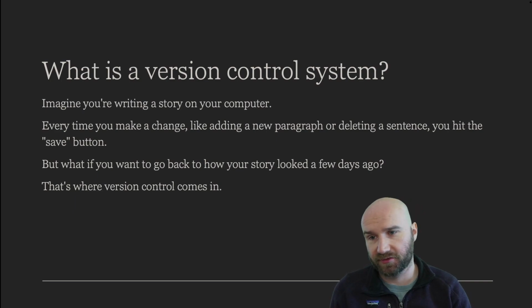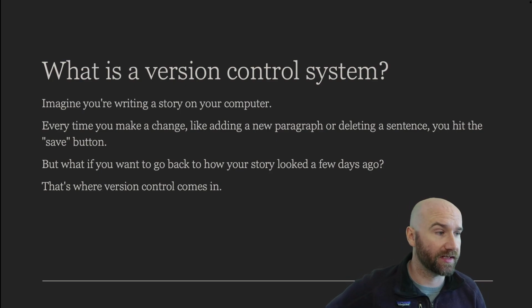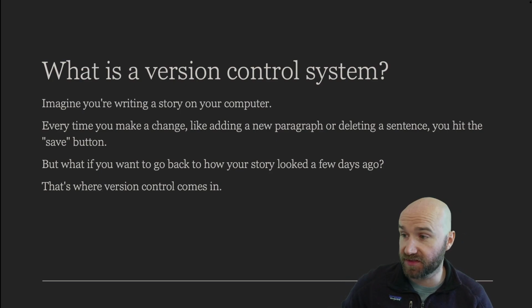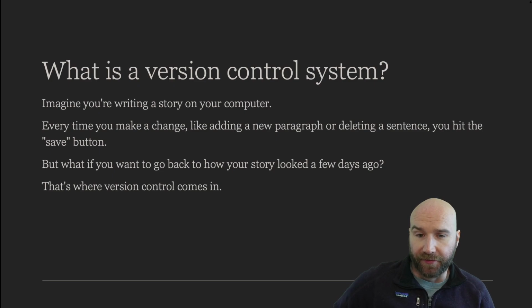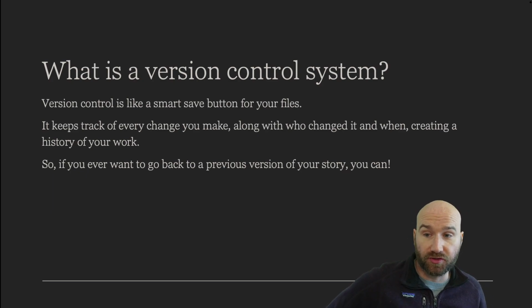So if you take the story analogy and push it onto working on a software system or platform, you can see it evolve over time using Git, see who changed what and what changed. So version control is like a smart save button for your files. It keeps track of every change along with who changed it and when, creating a history of your work. So if you want to go back and look at the previous version of the story, you can.